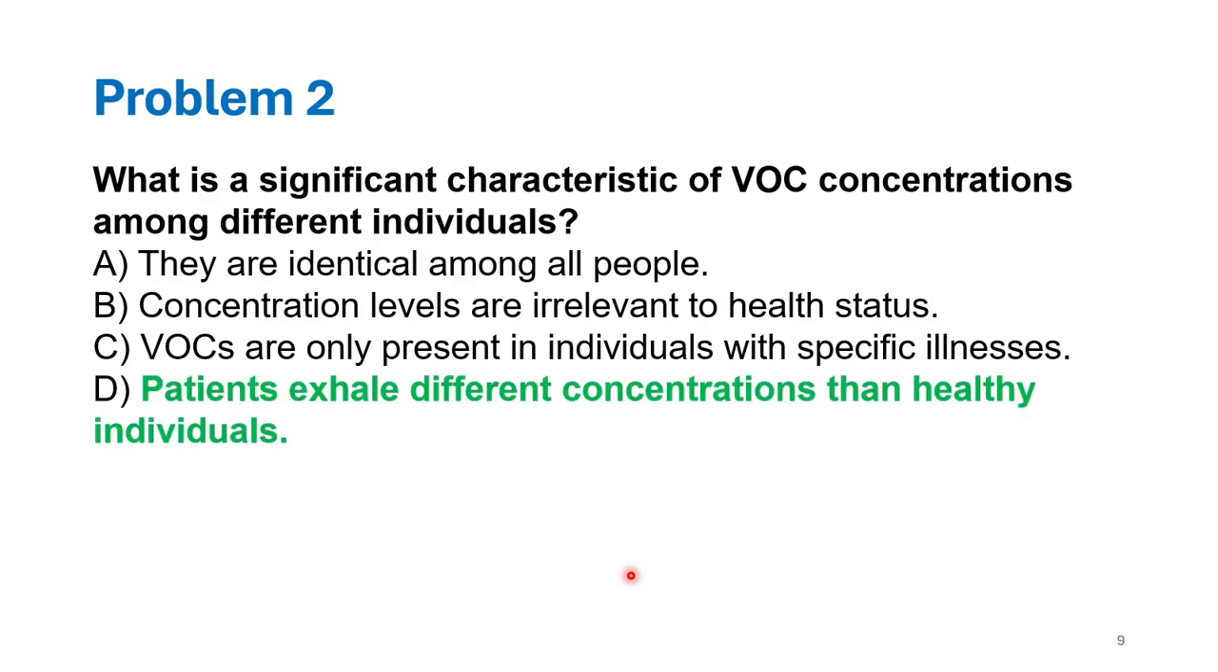So the answer is D. Patients exhale different concentrations than healthy individuals. So we saw in the previous question that VOCs are emitted by every human being, but for a person suffering from certain diseases, the concentration that they exhale will be different from that of healthy individuals. So by identifying the concentration of these VOCs, we can determine at what stage of disease they are. Okay. Next we'll move on to the next question.